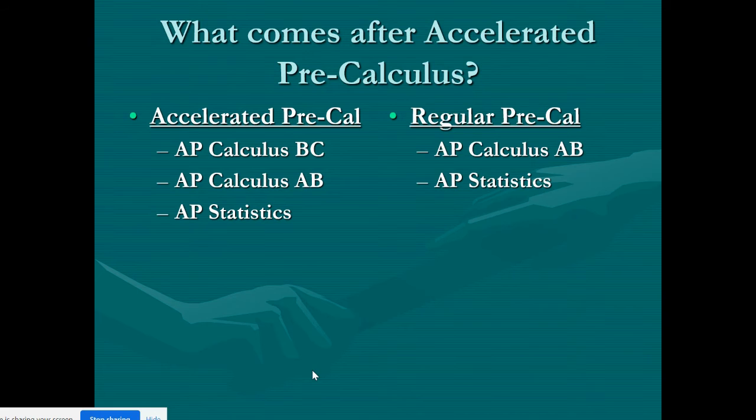I thought you might want to know a little bit about the difference between accelerated precalculus and regular precalculus. So here is the basics. After accelerated precalculus, a student would have the options of taking AP Calc BC, AP Calc AB, or AP Statistics. Whereas a student who takes regular precalculus would have pretty much the same options, except you can see that they would not have the option of taking Calc BC. The intention of accelerated precalculus is to get students ready to be successful in AP Calculus BC.